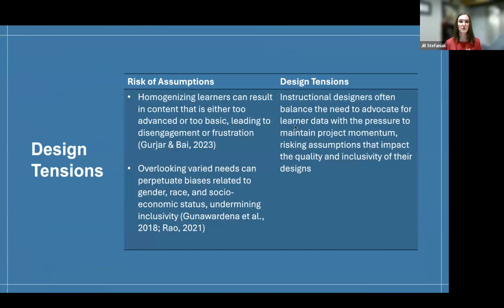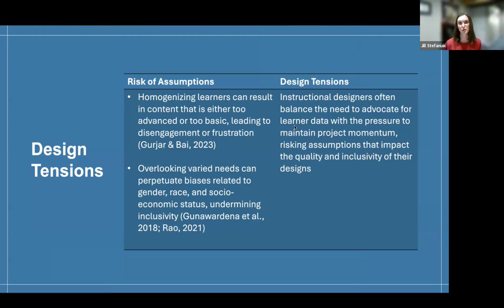And so one of the things we're constantly doing is managing design tensions. I think we do this on every project, and I think sometimes design tensions have a negative connotation. But this is the part of our jobs that I like and find exciting, because it reminds us that instructional design is not one size fits all. This is where it's so important that we come in with that critical eye.